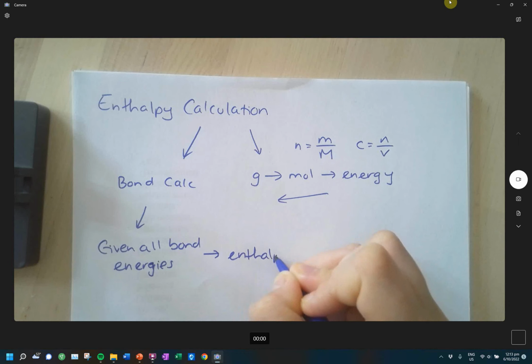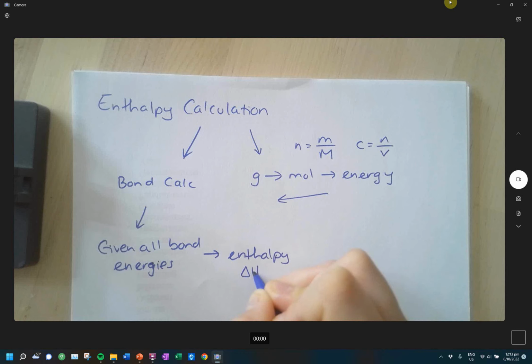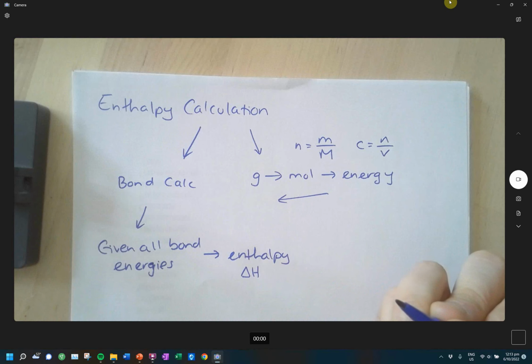Remember that enthalpy is just talking about the heat exchange in a reaction. If it is positive, it is endothermic, so the reaction absorbs heat energy, and if it's negative, it is exothermic and it's releasing heat energy.